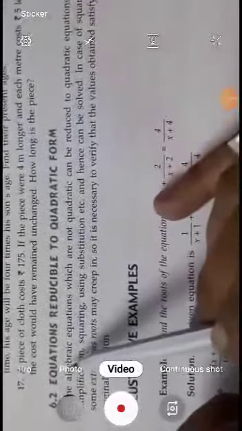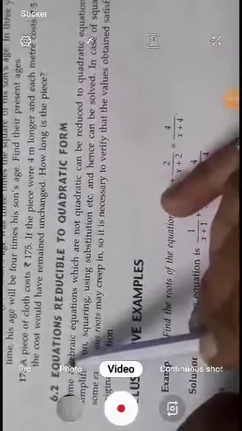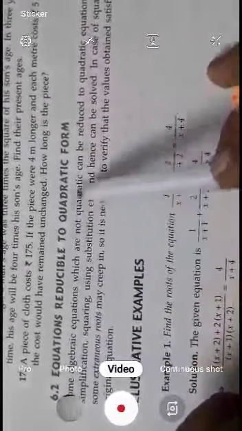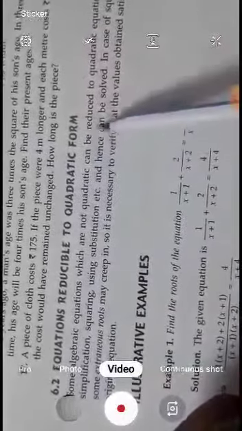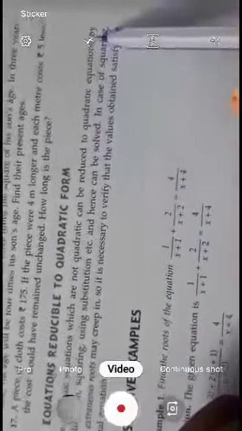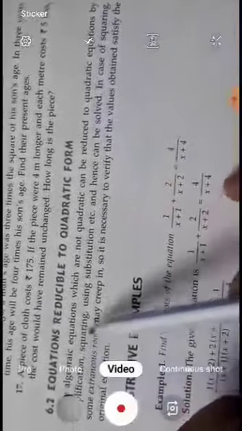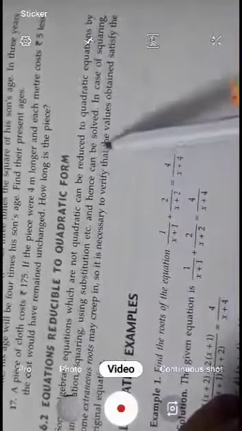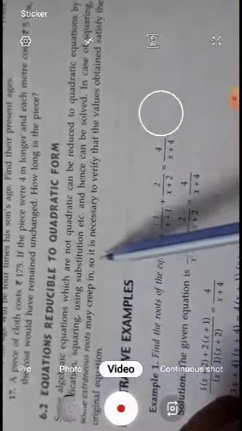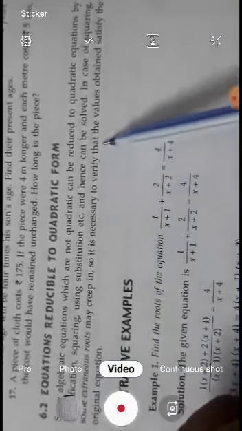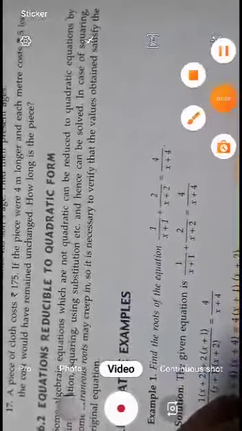Now the next topic in your course is equations reducible to quadratic form. Some algebraic equations which are not in quadratic form can be reduced to quadratic equations by simplification, squaring, using substitution, etc., and hence can be solved. In case of squaring, some extraneous roots may creep in, so it is necessary to verify that the values obtained satisfy the original equation.